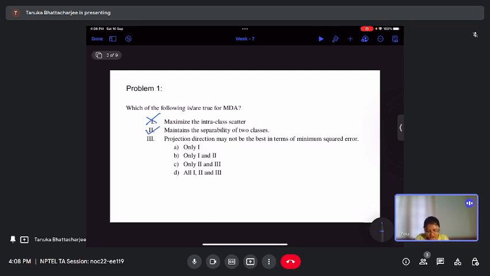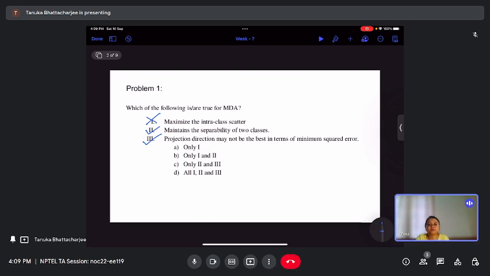And the third option is projection direction may not be the best in terms of minimum squared error. That is also true in case of MDA, because while finding the projection direction, we do not take into account the minimum squared error. We try to find the direction by maximizing the between class scatter and minimizing the intra class scatter. We do not put any attention on the minimum squared error. So whatever projection direction that we find may not be the best in terms of the minimum squared error. So these projections may not be the best representations of this data in the projected space. So this is indeed true.